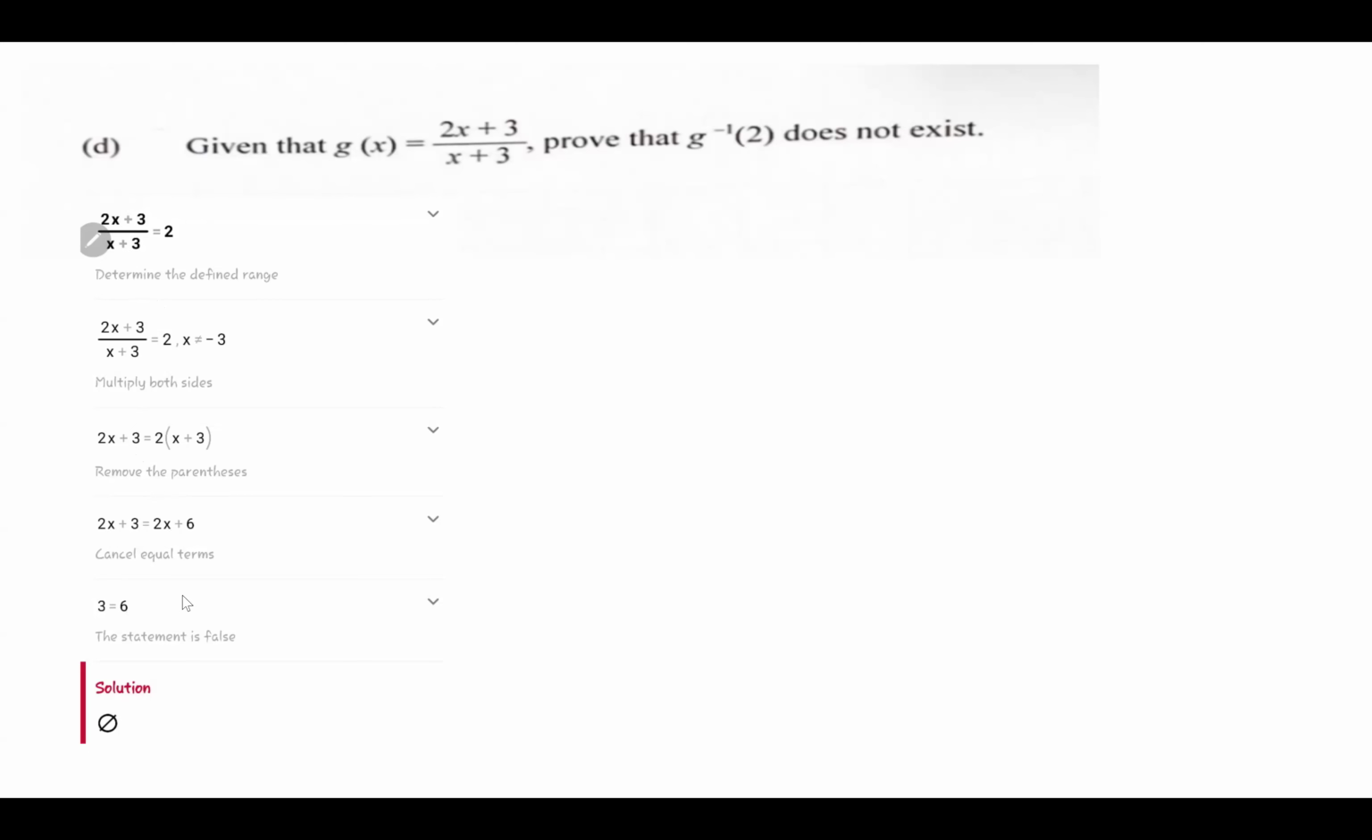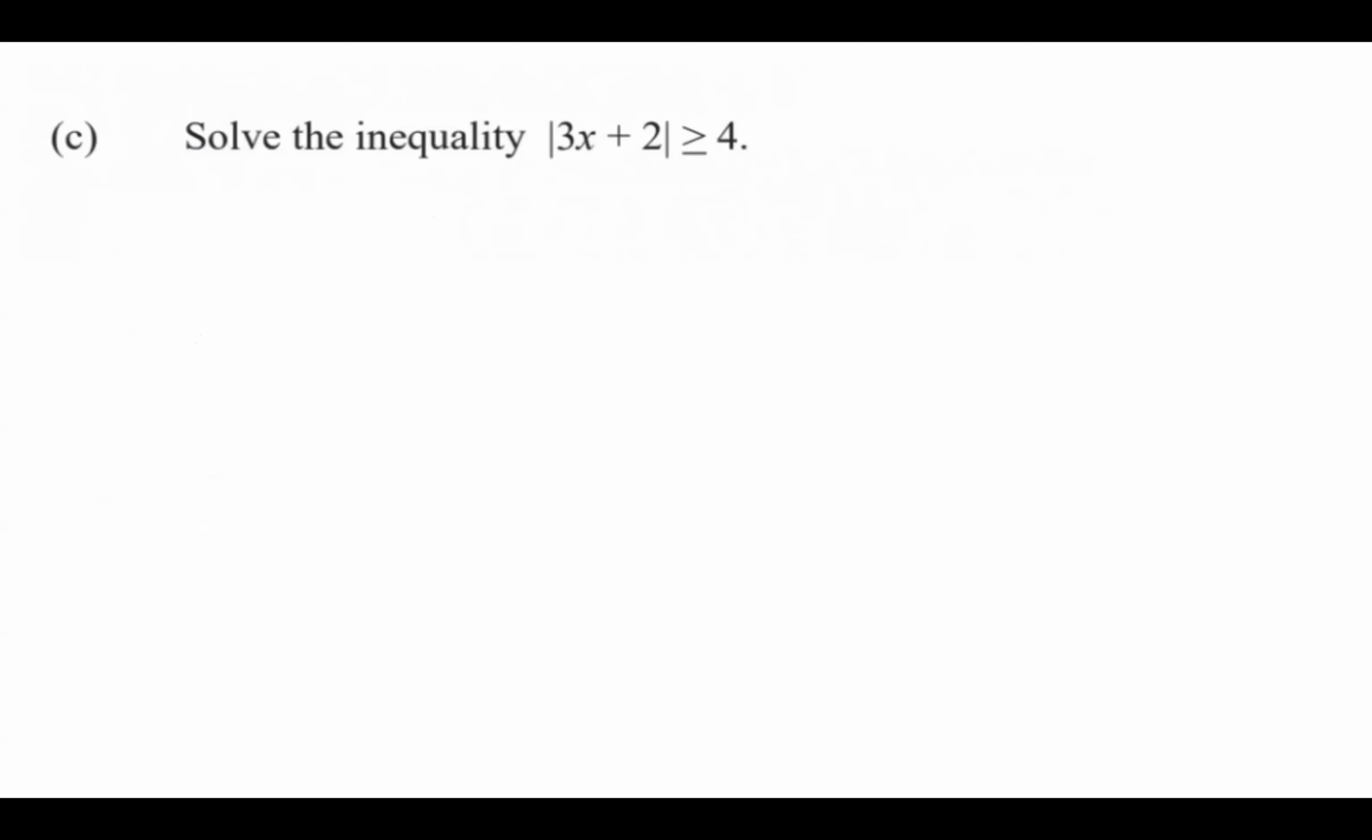And anytime in math, after you work it down, you have a statement that is false, that means whatever you started with is impossible. That means the very top part, which is 2x plus 3 divided by x plus 3 equals 2, is not possible, which means that there is no x value that can give us the answer of 2. So there's no solution, which means it does not exist.